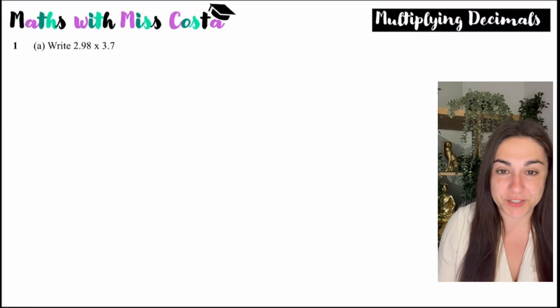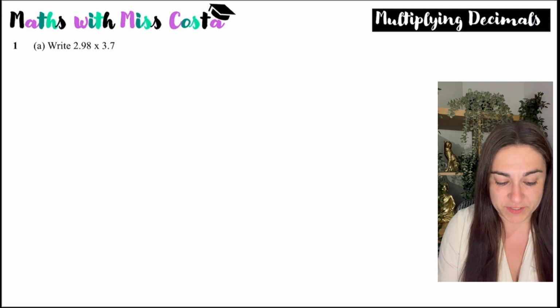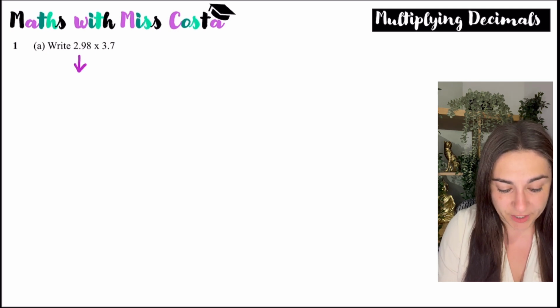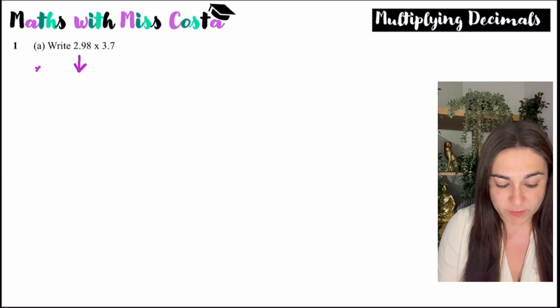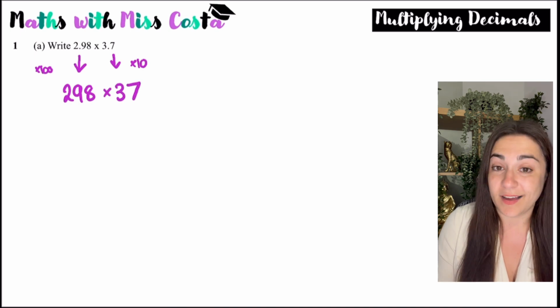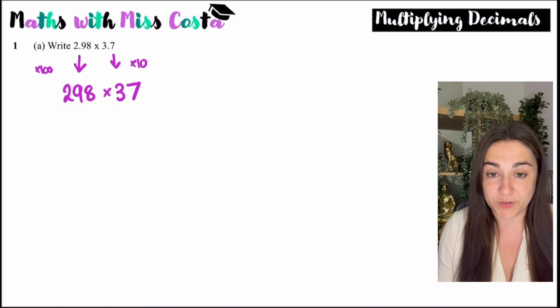So for the first question, we've got a multiplying decimals question. Now the key thing here is what I want to do is turn these numbers into integers. So 2.98, if I multiply that by 100, that becomes 298. And 3.7, if I multiply that by 10, that becomes 37. I can then use any multiplication method that I like in order to multiply these two numbers together.